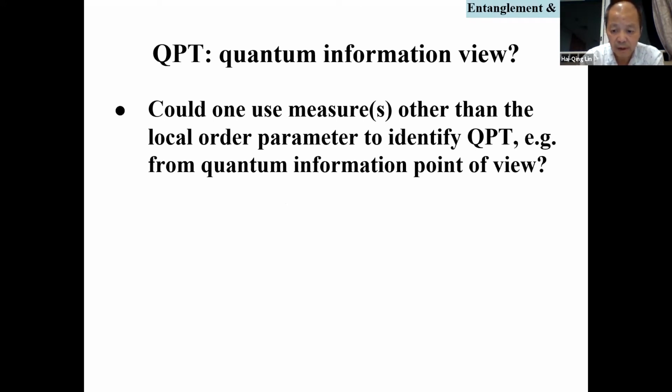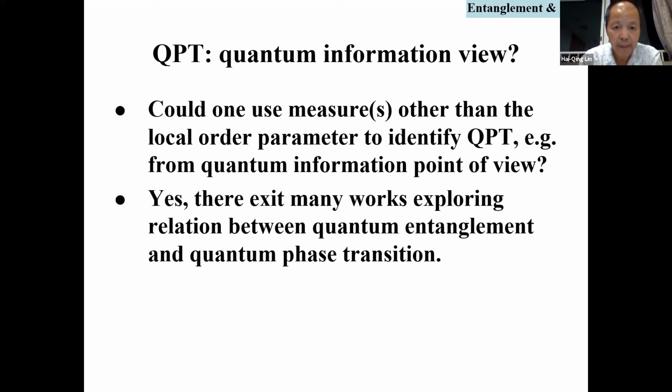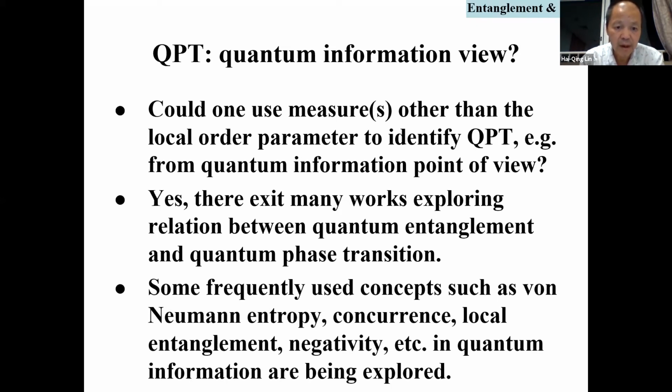All right. So from the quantum information point of view, people already did a lot of work. There exist many works exploring the relation between quantum entanglement and quantum phase transitions. Many concepts used in quantum information, such as von Neumann entropy, concurrence, local entanglement, and negativities, are being explored.